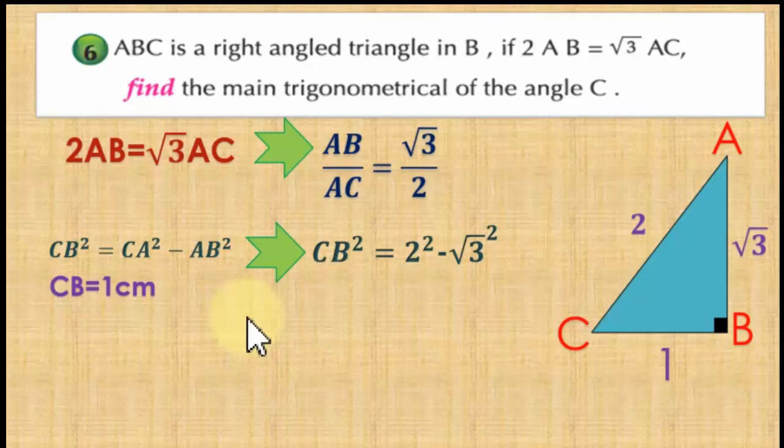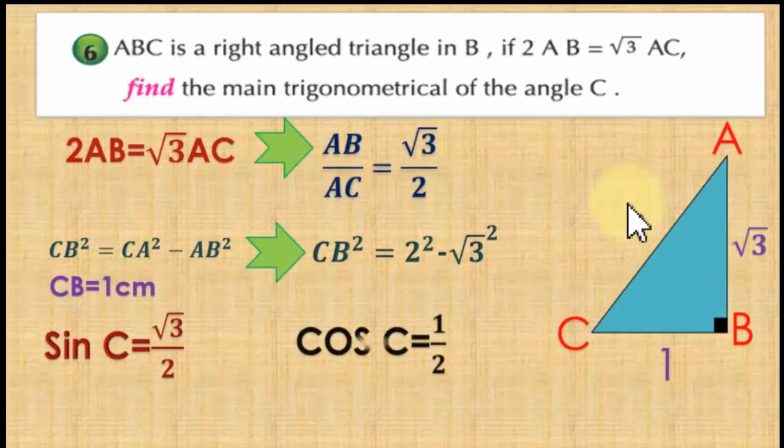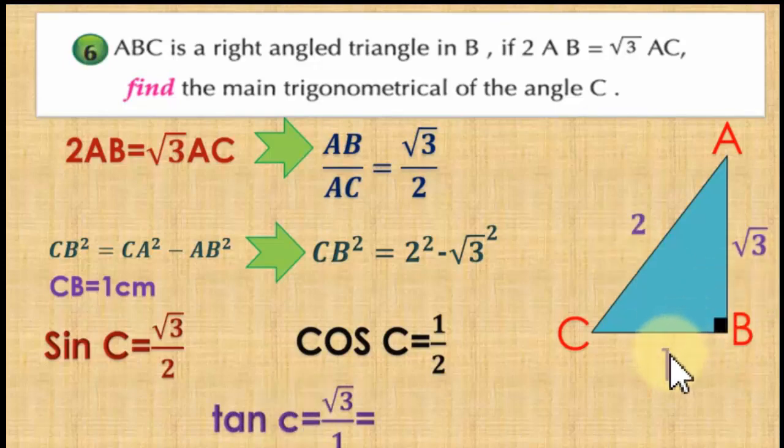We can calculate the trigonometrical ratios of the angle C easily. We can say sine C equals the opposite over the hypotenuse. So root 3 over 2. What about cosine C? The adjacent side over the hypotenuse equals 1 over 2. What about tan C? We can say sine C over cosine C and divide root 3 over 2 by half, or we can say opposite over adjacent. Opposite, root 3 over adjacent 1, which is root 3.